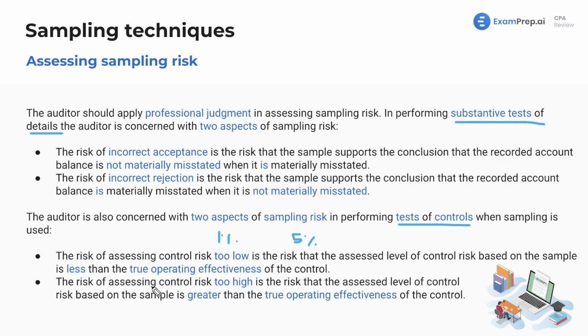Now, the risk of assessing control risk too high is the risk that the assessed level of control risk based on the sample is greater than the true operating effectiveness. Now, I'd say this is less of a problem, right? The problem of assessing it too low is that we thought it was not a big deal, but it is a big deal. But this is still a problem. Your goal is to try to get it as accurate as possible. And if you assess it too high, you may do much more work than is necessary.